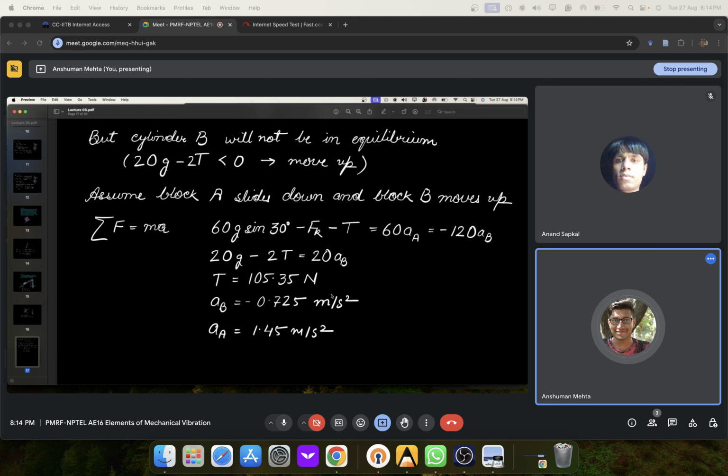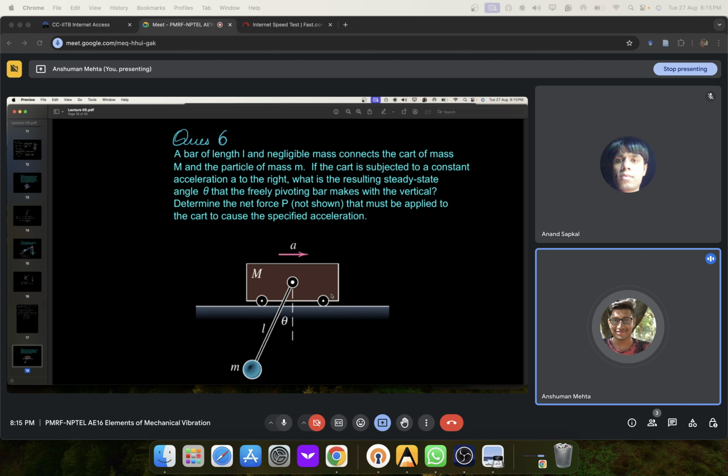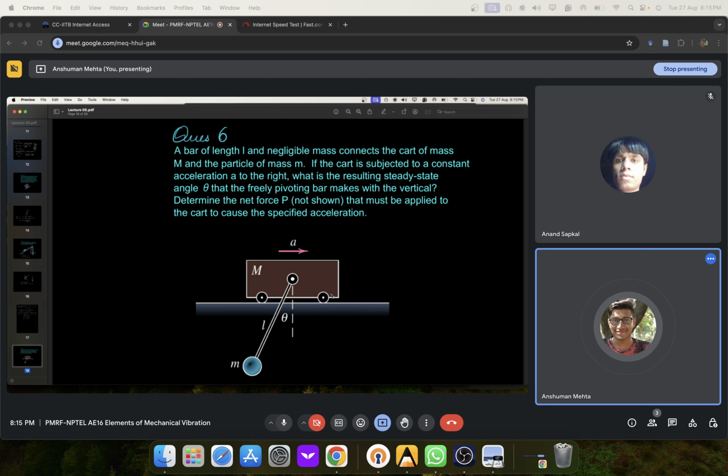Now moving on to question number 6. It says that a bar of length L and negligible mass connects the cart of mass capital M and the particle of mass small m. If the cart is subjected to a constant acceleration a to the right, what is the resulting steady state angle theta that the freely pivoting bar makes with the vertical? Determine the net force P, which is not shown here, that must be applied to the car to cause the specified acceleration.